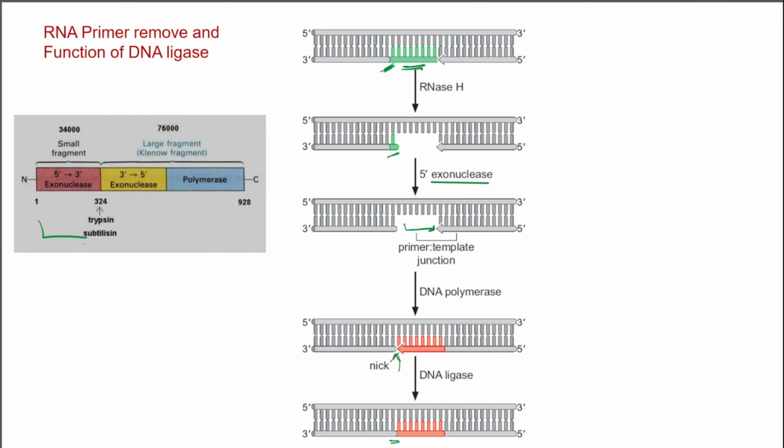This is the structure of DNA polymerase 1, which has 5' to 3' exonuclease activity, 3' to 5' exonuclease activity, and polymerization activity. And this is the large fragment, called the Klenow fragment, and this is the small fragment.